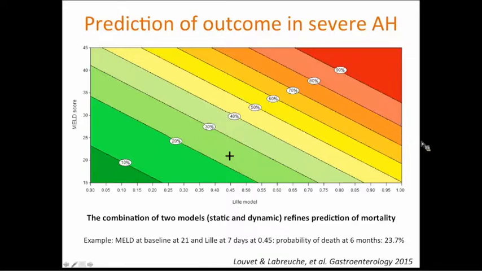This is the x-axis, that's the Lille model from 0 to 1. And this is the y-axis, where a patient who is admitted with a MELD score, for instance, of 21 is here. So if you combine the information from the two scoring systems, you're able to evaluate the probability of dying at 6 months. If a patient is admitted with a MELD score of 21, and if his Lille score after 7 days is 0.45, the probability of dying is 23% at 6 months. So it's interesting in terms of evaluation of the outcome, so as to discuss, for instance, the possibility of going to liver transplantation.